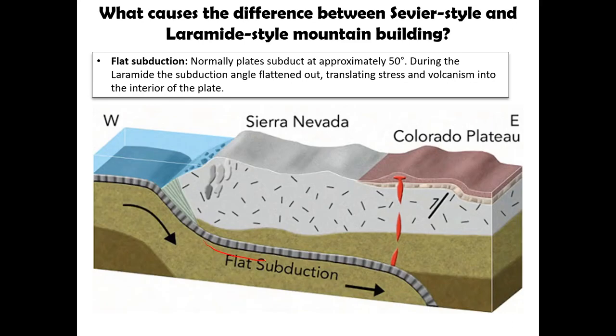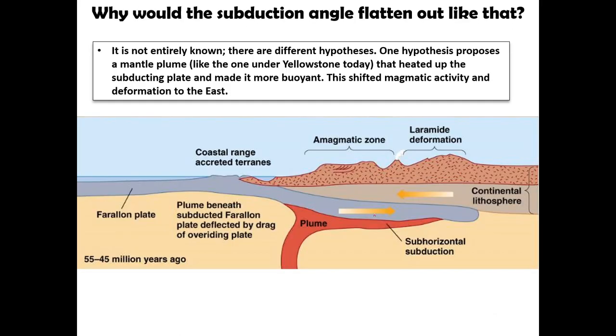This is a picture of the flat subduction, because the Sierra Nevadas in California were basically created by subduction of the Farallon Plate during the Cretaceous and Sevier orogenies. Okay, now you're getting this flat subduction that's transferring stresses into the interior, lifting up the Colorado Plateau and the Rocky Mountains. Okay, now why did flat subduction occur?